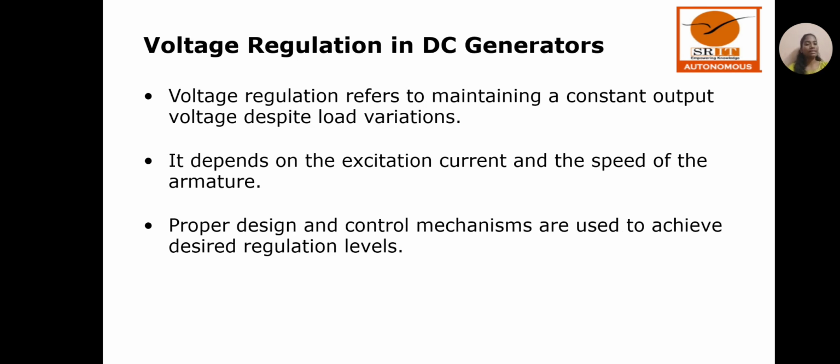The next point is voltage regulation in DC generators. Voltage regulation refers to maintaining a constant output voltage despite load variation. It depends on the excitation current and the speed of the armature. Proper design and control mechanisms are used to achieve the desired regulation levels.